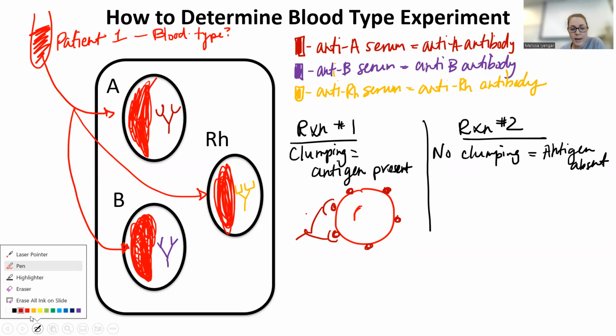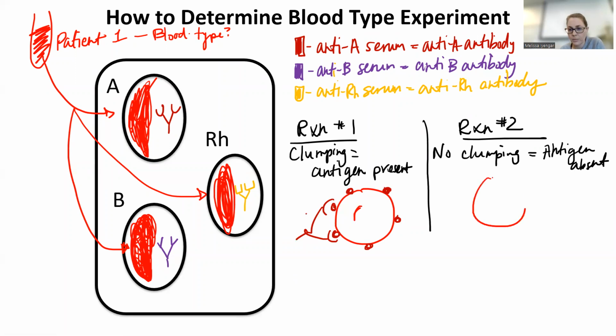Let's say I have another red blood cell over here, and I have nothing on its surface. I'm going to put this A antibody in here. You see how there's nothing for this to attach to, so that means no clumping. So that tells me that my A antibody is telling me my A antigen is not present. So I can say, okay, my blood type doesn't have A in it. Or in reaction one, my blood type does have A in it.